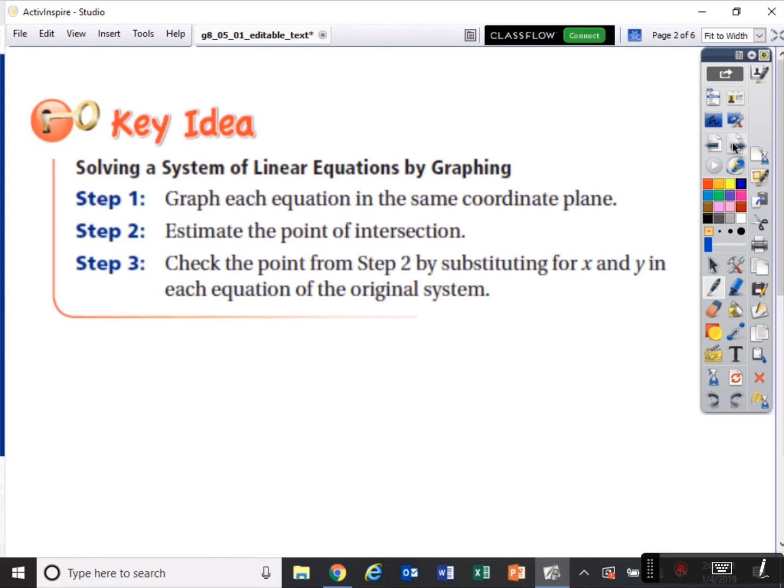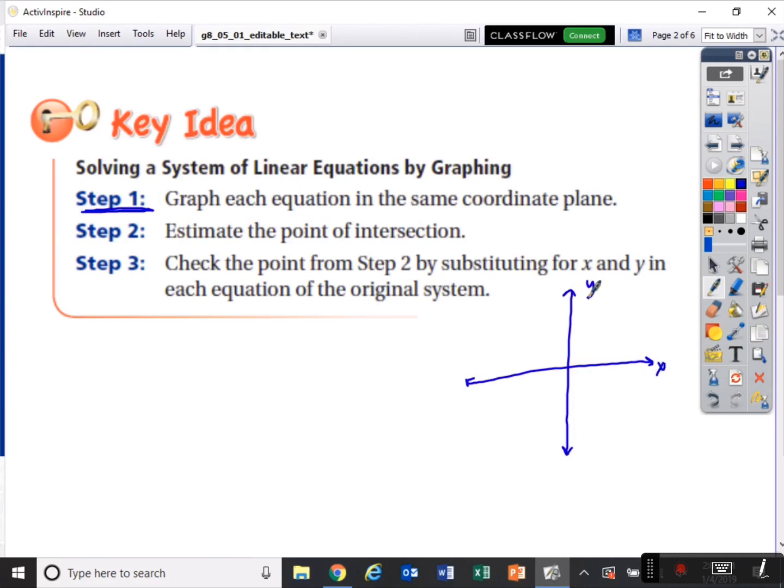All right, so solving a system of linear equations by graphing. Step 1. Okay, so step 1, you need to write these in your notes. Step 1 is to graph each equation in the same coordinate plane. So what that means is, you should have your graph paper. You're going to draw one x-axis and one y-axis, just like we did when we graphed earlier. And you're going to graph both lines in this same spot.